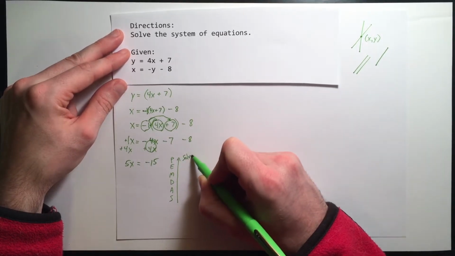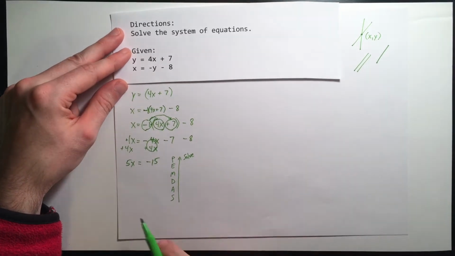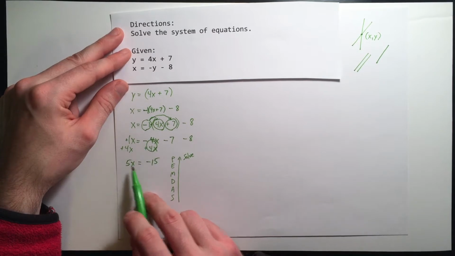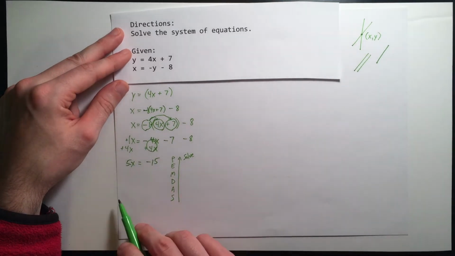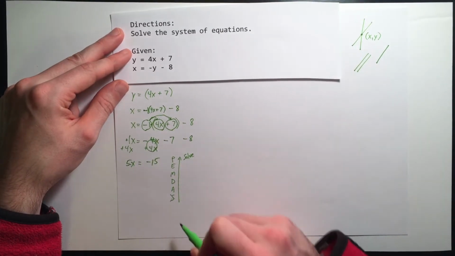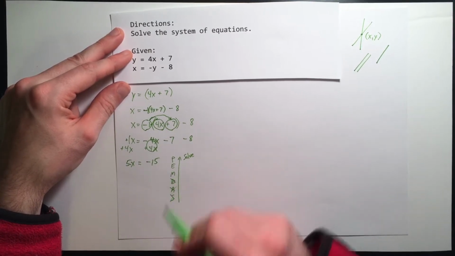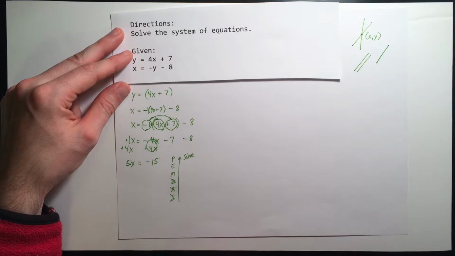When we're solving, what's happening to x? Is it being subtracted? Nope, it's being multiplied by 5. So it's not being subtracted, it's not being added, it's not being divided, it's being multiplied. We're going to undo that multiplication using the inverse operation, which is division.